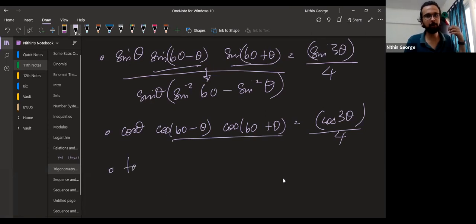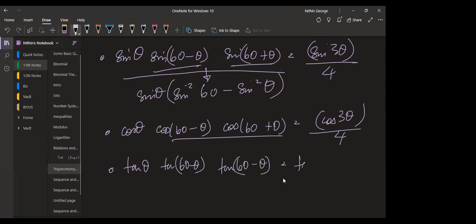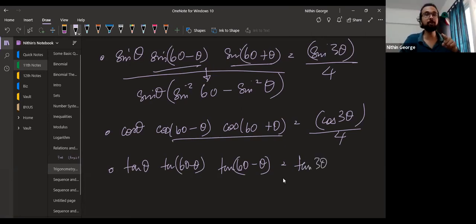Got this? So can you tell me what is tan theta, tan 60 minus theta, tan 60 plus theta will be similar. What will it be? Tan 3 theta by 4? No, the by 4 cancels out. Remember, you're just dividing the first two equations by each other. So when you divide, the by 4 cancels out, you get tan 3 theta alone. So this is another way of looking at tan 3 theta. This is a less useful way of looking at tan 3 theta.